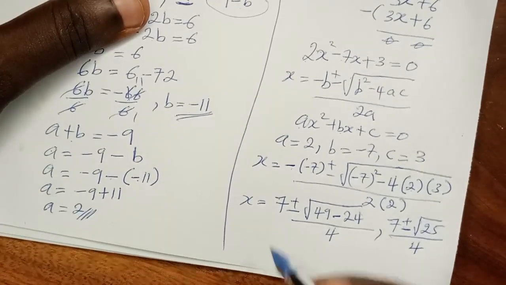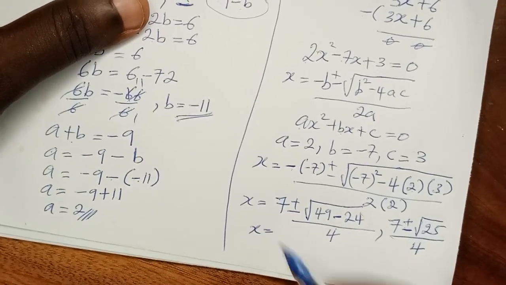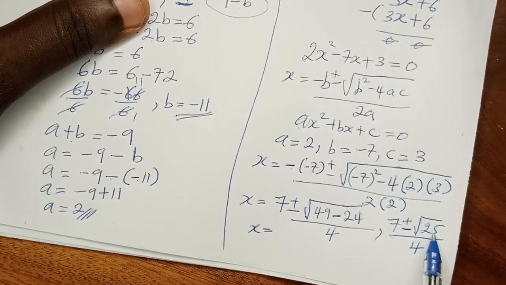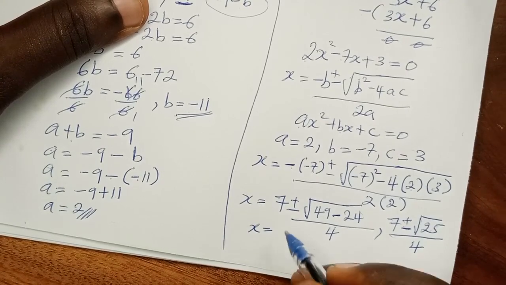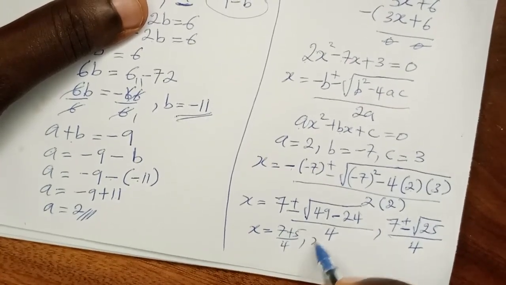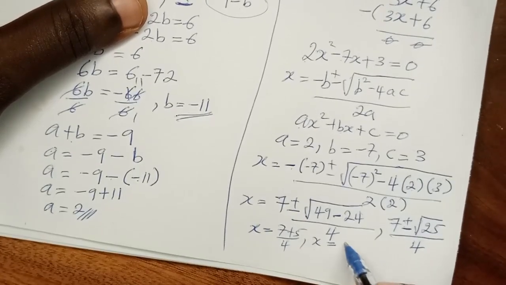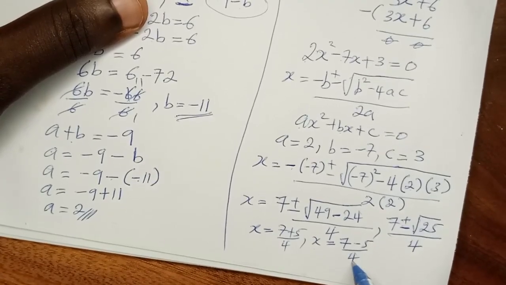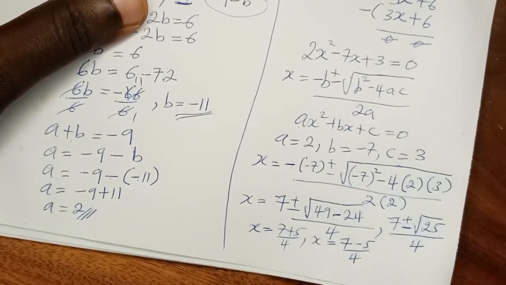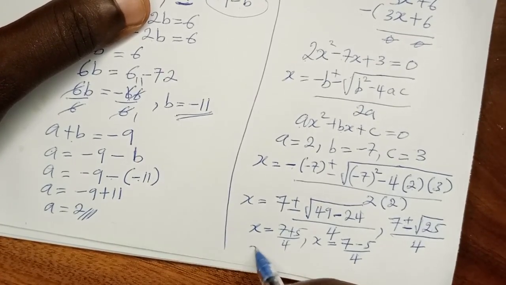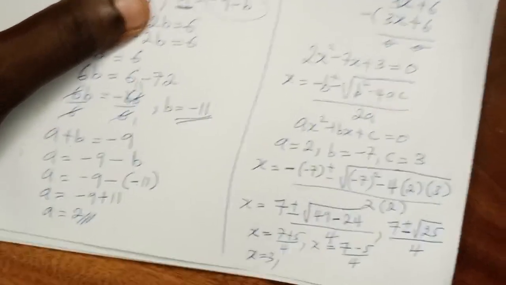In other words, x will be equal to, square root of 25 is 5. So x is 7 plus 5 divided by 4, and x is also equal to 7 minus 5 divided by 4. So 7 plus 5 is 12, and 12 divided by 4 is 3. Therefore, x is equal to 3.